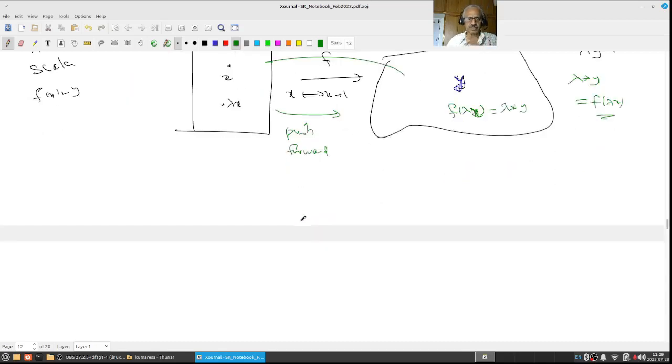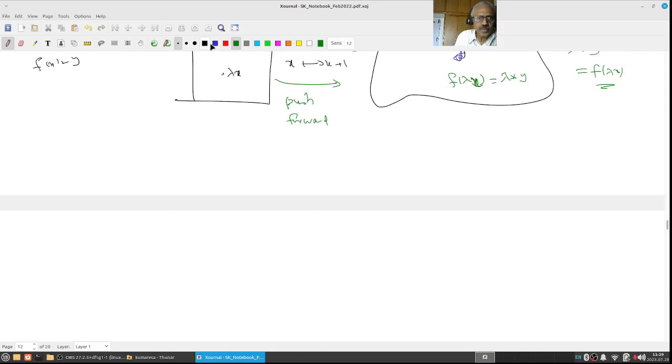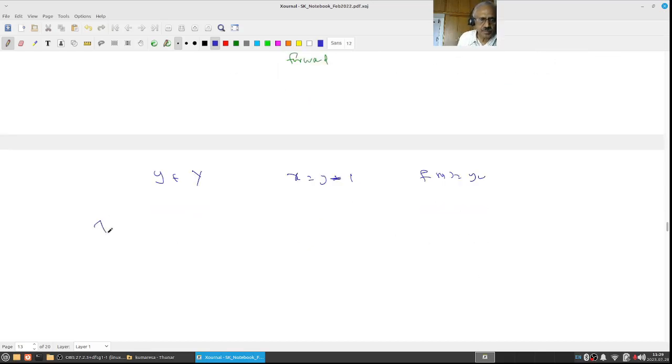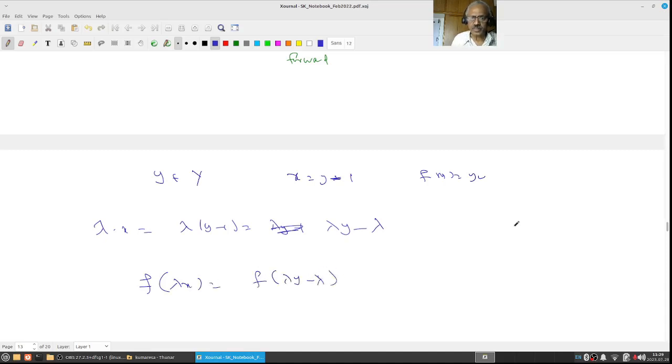Let us do it in this case. So what do I have? Let y be in Y. Then x is equal to y minus 1, therefore f of x equal to y. Then what is lambda times x? Lambda times x is lambda times y minus 1, that is lambda y minus lambda. Right? Now what do I have to do? Look at f of lambda x, that is f of lambda y minus lambda. But what is f of x?